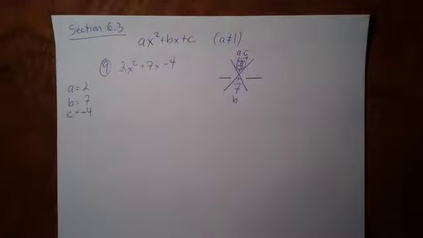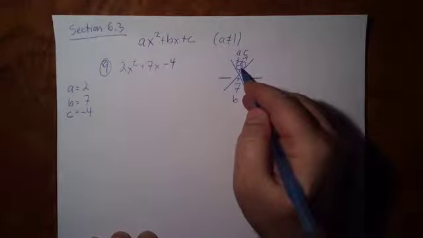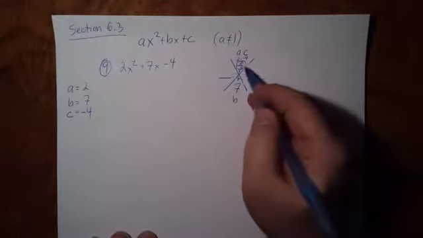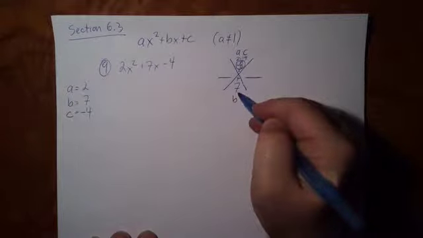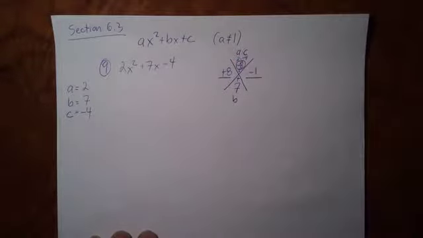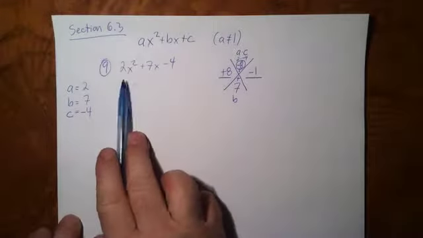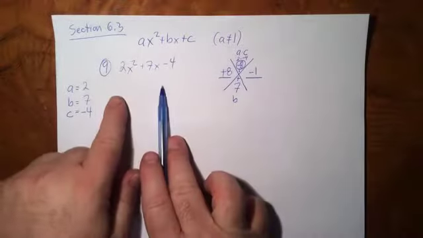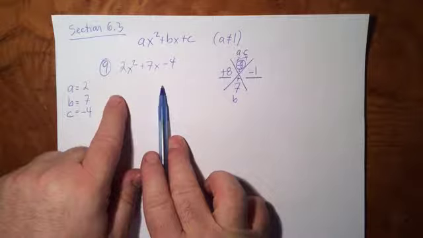The techniques we learned in section 6.2 are going to continue to help us here, but we are going to combine them with what we learned about factoring by grouping in section 6.1, and put these two things together. The only way we can multiply two numbers to get a product of negative 8 and a sum of positive 7 is to multiply positive 8 times negative 1. Because the a coefficient is not equal to 1, we cannot simply put these in binomials anymore.